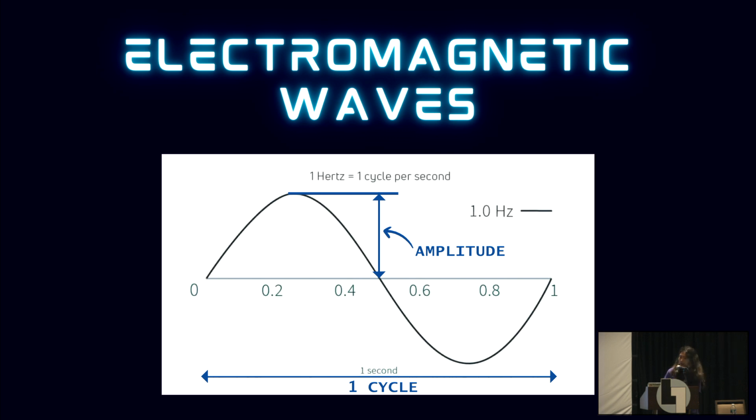So this is a typical electromagnetic wave with 1 hertz, meaning it cycles at 1 wavelength per second.